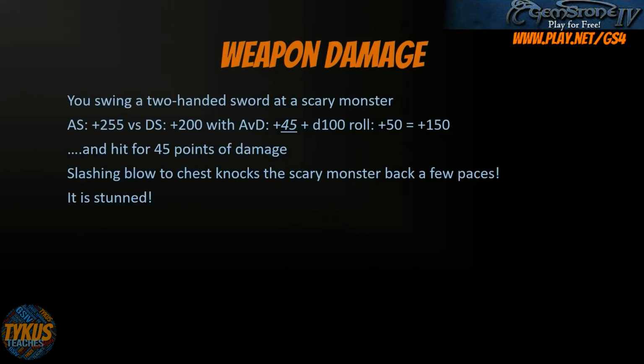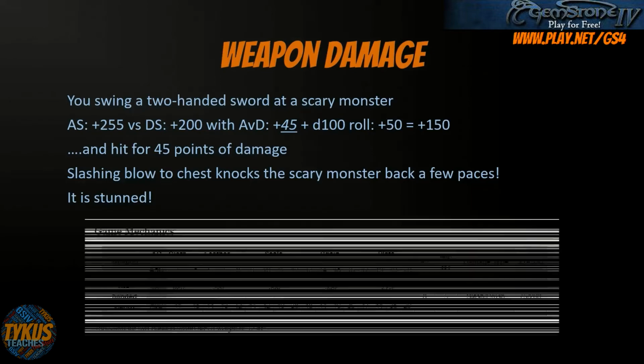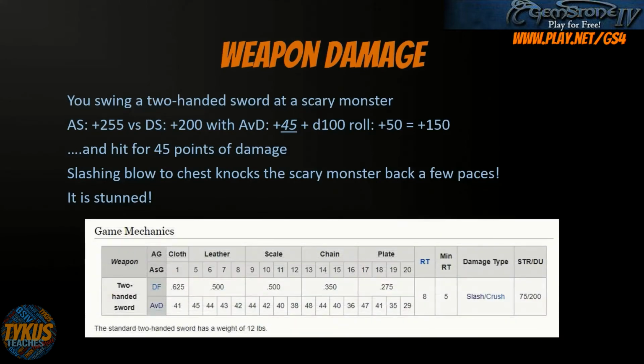This is a block of text you should all be very familiar with. This is just going to be our generic swing for the day. We will be using a two-handed sword. Our attack strength is 255. Our adversary has a defense strength of 200. We're going to use an AVD, an attack versus defense, of 45. We'll maintain a die roll of 50 with an end roll of 150. A little bit of business here you'll have to keep track of.